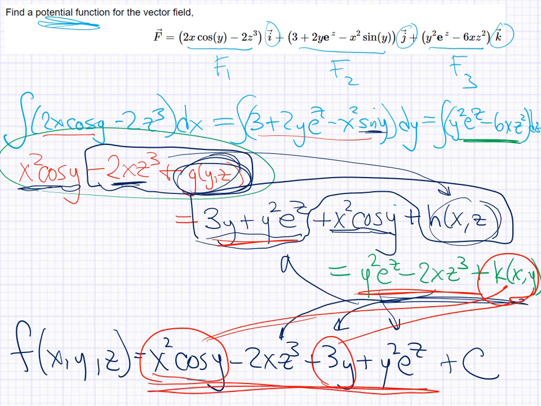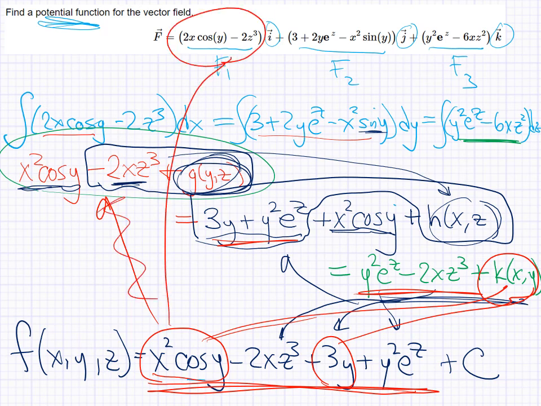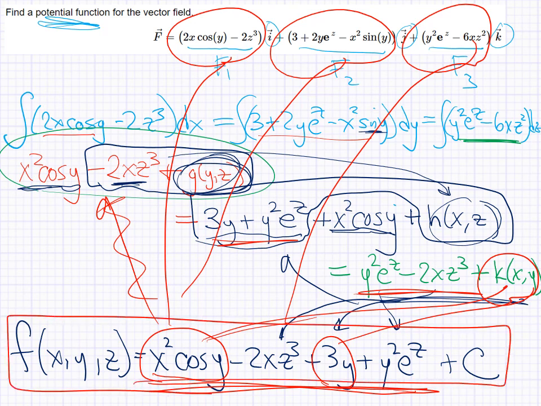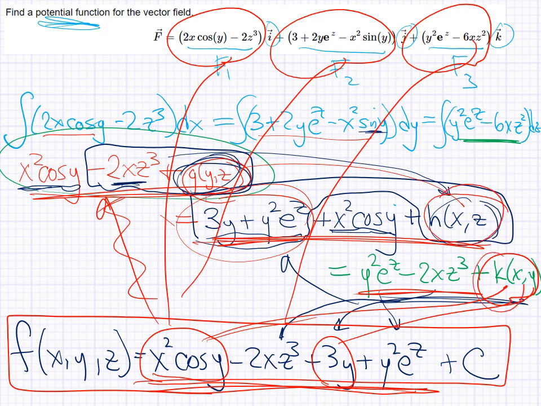And if I were to take the derivative of this thing with respect to x, I would get that. If I took the derivative with respect to y, I would get that. And the derivative with respect to z, I would get that. So this is my potential function. And that's the key of setting all these equal to each other and matching up the remaining pieces, to see which pieces have to equal what with these random functions that we have here at the end.